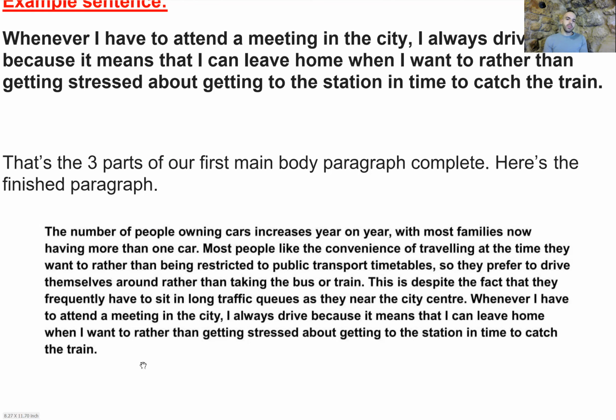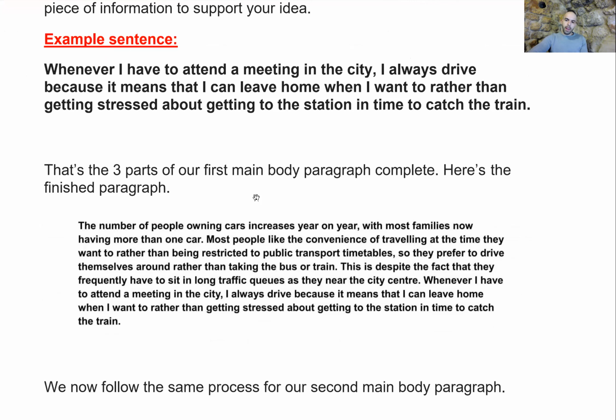So they prefer to drive themselves around rather than taking the bus or the train. This is despite the fact that they frequently have to sit in long traffic queues as they near the city center. That's the explanation. Whenever I have to attend a meeting in the city, I always drive because it means that I can leave home when I want to, rather than getting stressed about getting to the station in time to catch the train. And that's the example sentence. So as you can see, it's a fully written and professional, what's called main body paragraph.